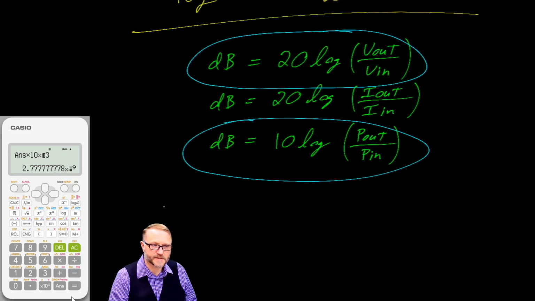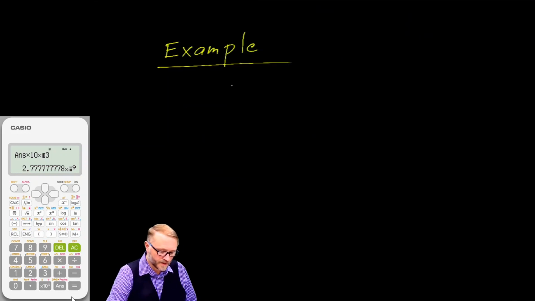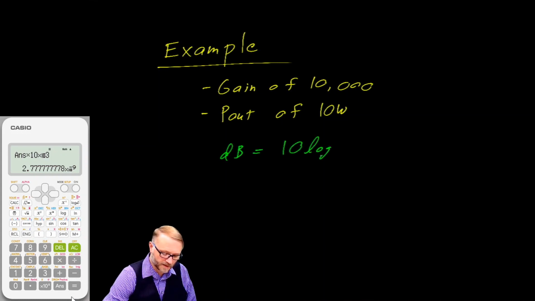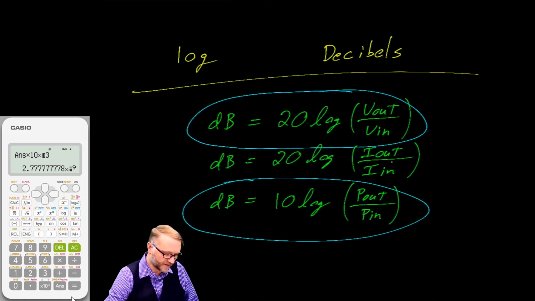To understand decibels and how they're applied in radio work, we're going to revisit each of our previous examples. The first was an amplifier with a gain of 10,000 and a power output of 10 watts. The decibel gain of this amplifier is 10 log of 10,000. To see where that 10,000 came from, we have to go back and make a slight adjustment to these equations.